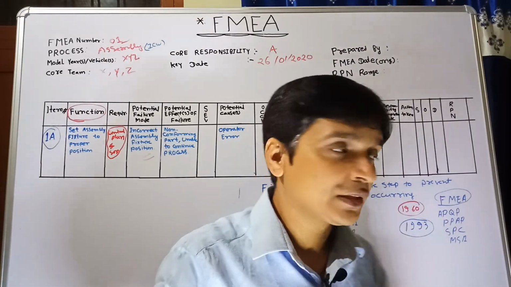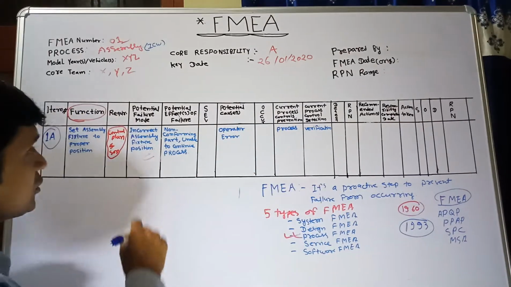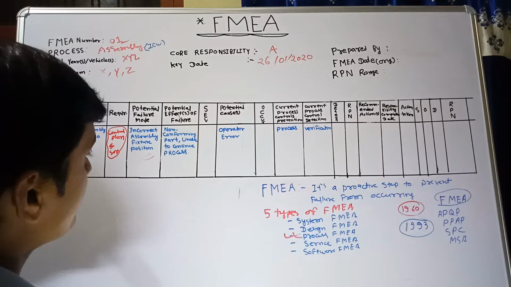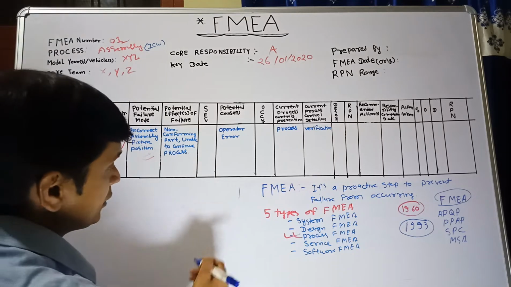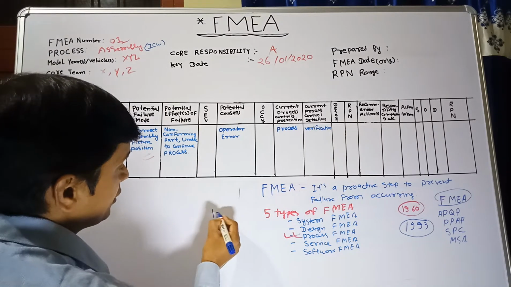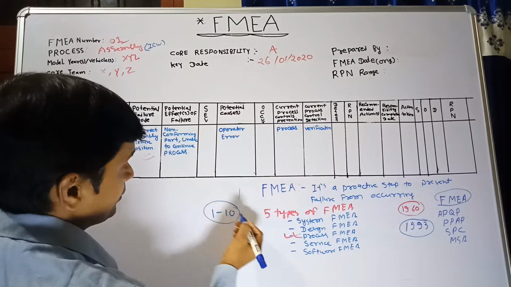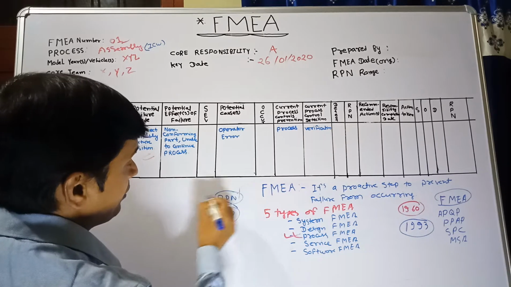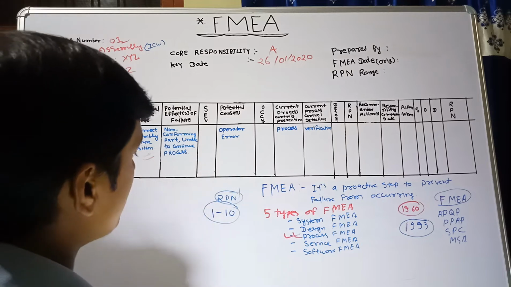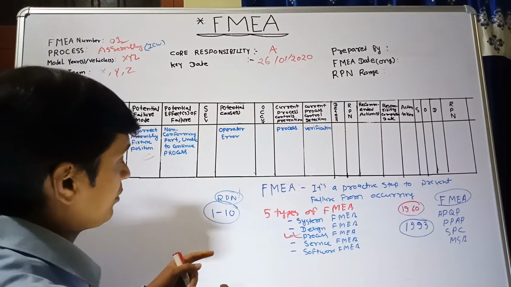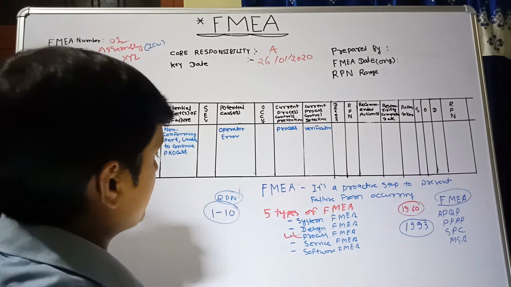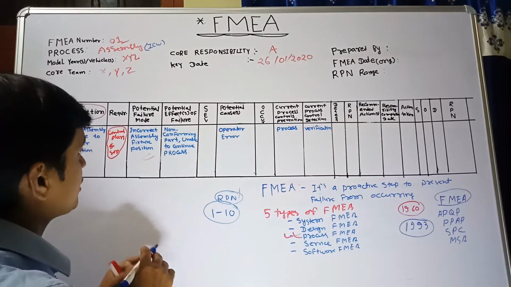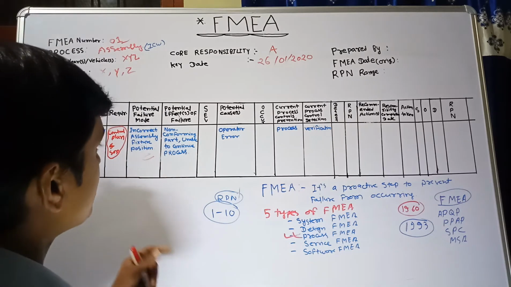Severity of your product will be taken from the table from 1 to 10. That is the RPN table. In the next video, I will discuss the tables for severity, occurrence and detection. Today our topic is the FMEA, so I will just give the severity.